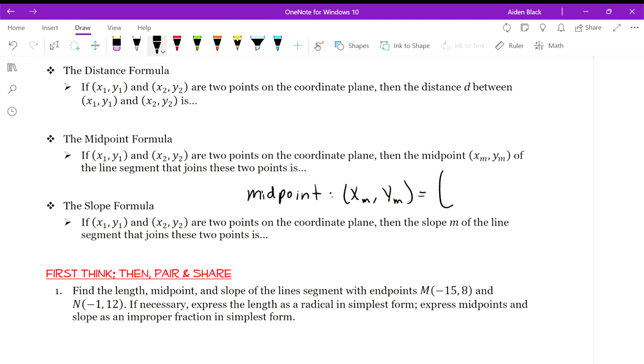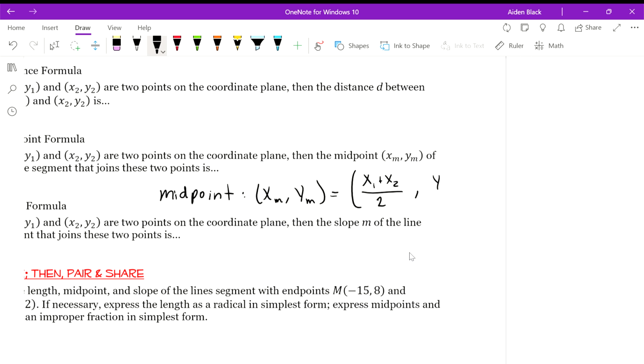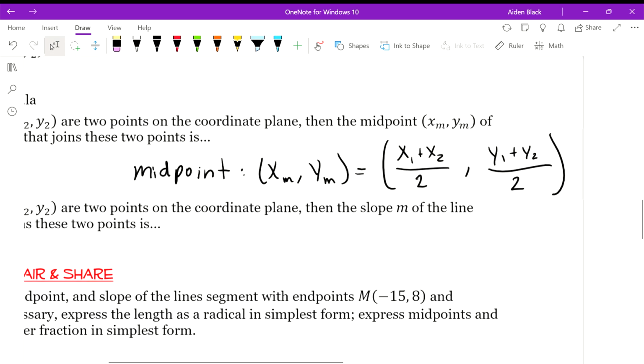And this is just equal to, like I said, taking the averages. So you add them, x1 plus x2, and you cut them in half. That's an average. Average of y1 plus y2, as seen here. So this is our formula for that.